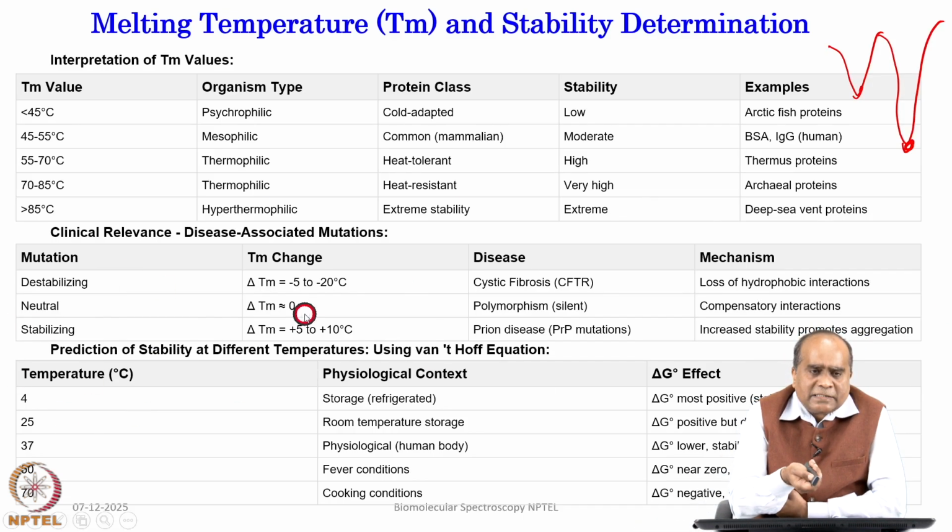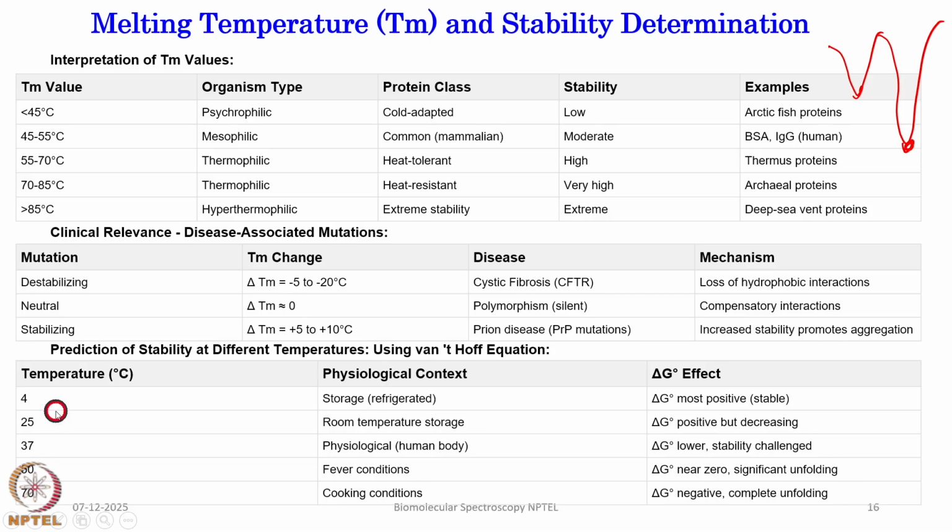Now, predicting the stability at different temperatures one can do using again the concepts of the Van 't Hoff equation. At 4 degree, as we had discussed, it is a storage temperature, refrigeration, delta G is more positive, it is stable.